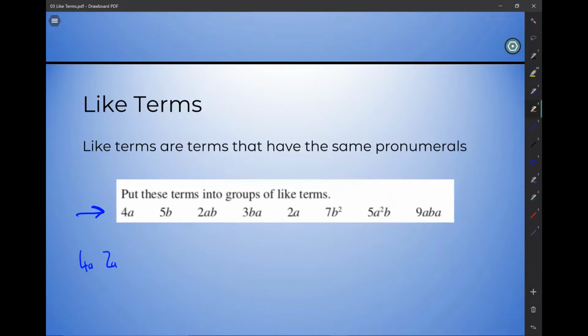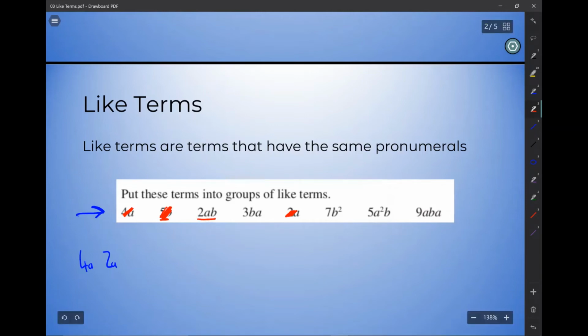Alright, let's look now at 5b. Is there any term in this list, we can cross these two out because we're done with them, that has the same pronumerals as 5b? And there actually aren't any. 5b has no like terms. You might think, wait, but what about this one? This one has a b squared though. It's not the same. B squared and b are different, so 5b and 7b squared are not like terms. 5b has no like terms.